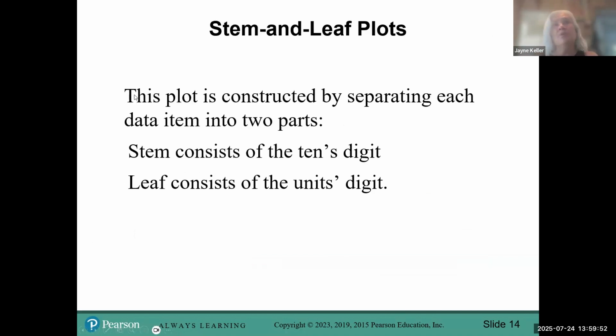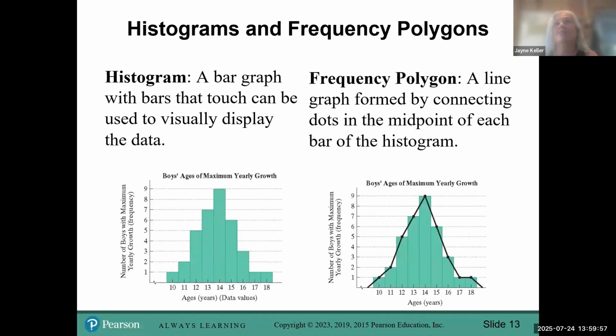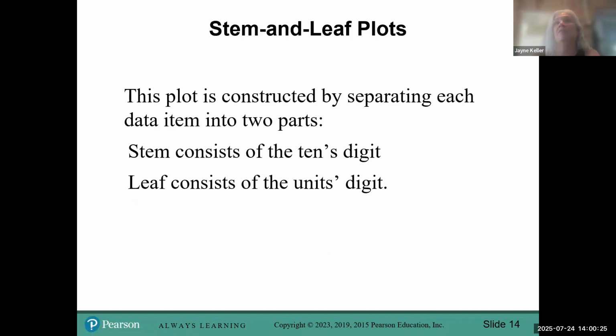Questions about either of those before it looks like our next thing is going to be stem and leaf? Questions about the histogram or the frequency polygon? No. Yeah, they're all different ways of looking at that same data. A lot of times researchers will do this because different graphs highlight different trends in the data. A researcher will give you multiple graphs, so if you're reading, you can see the different trends.